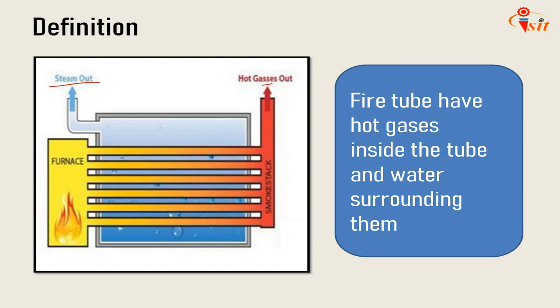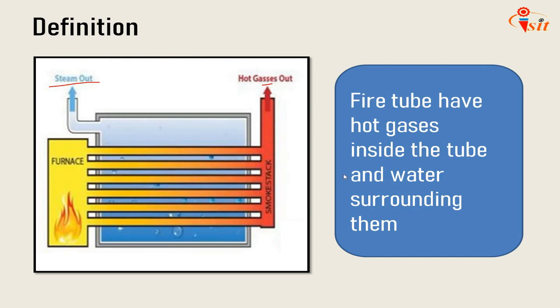We have discussed already the difference between water tube boilers and fire tube boilers. Fire tube boilers have hot gases inside the tubes, which are surrounded with water, and the reverse is the case for water tube boilers. In water tube boilers, water flows in the tubes, which are surrounded by the flue gases.